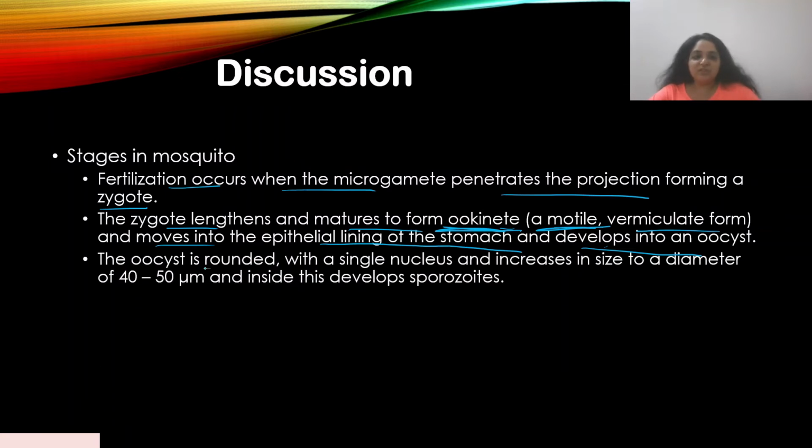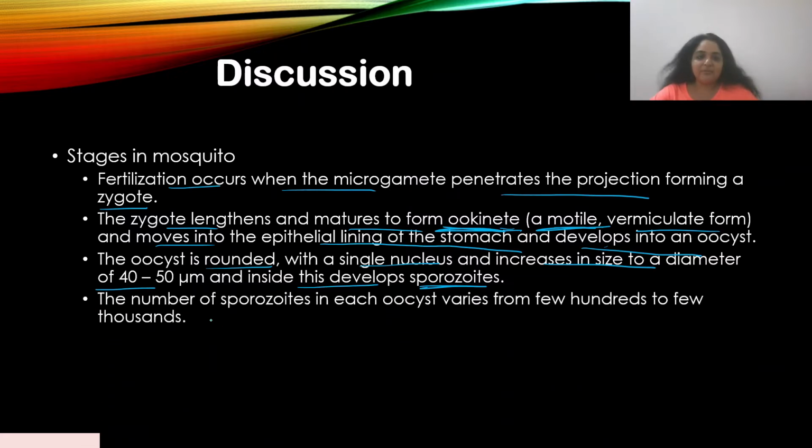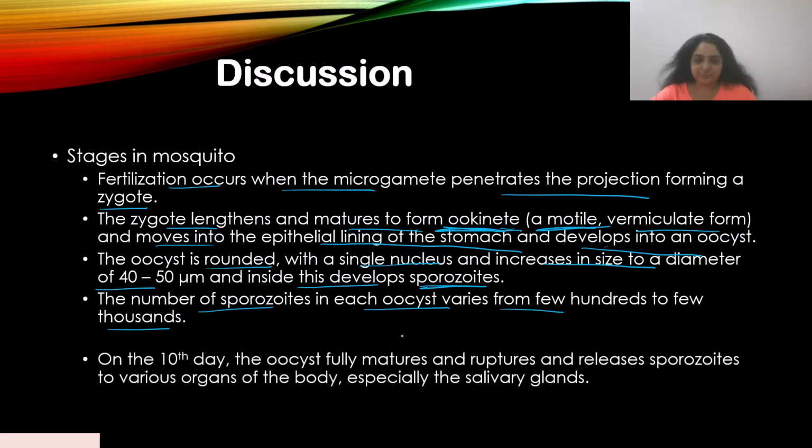So the oocyst is rounded with a single nucleus and increases in size to a diameter of 40 to 50 micrometers, and inside this develop sporozoites. So inside the oocyst you will find sporozoites, which is the infective form. Now the number of sporozoites in each oocyst varies from a few hundreds to a few thousands.